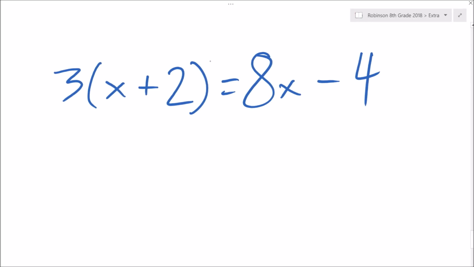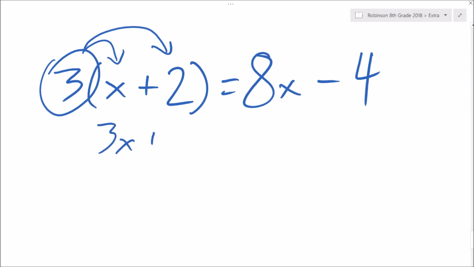If we take a look at this equation right here, the thing we want to do to start is to get rid of any parentheses or any distributing that we need to do. So I'll multiply my 3 by my x and by my 2. I get 3x plus 6 is equal to 8x minus 4. And this is the point where we get some freedom of choice, because there are really 4 things we can do. As long as we pick something and do the inverse operation of it, we'll be okay.